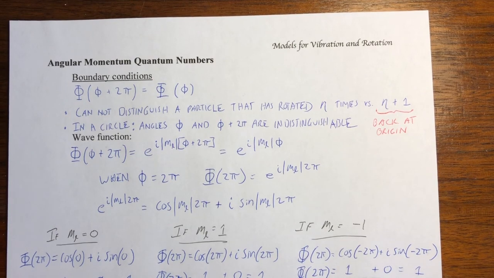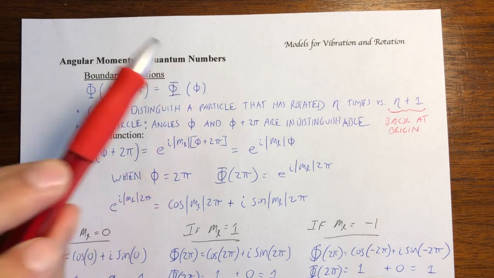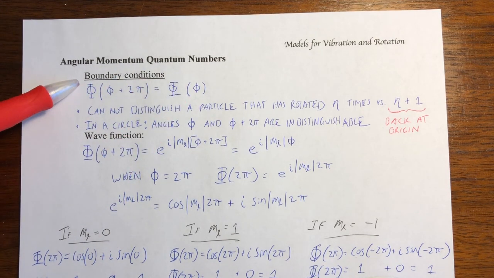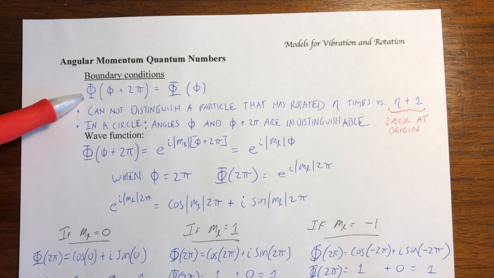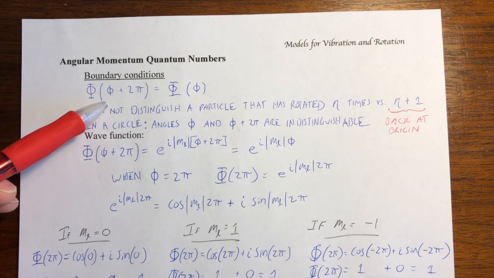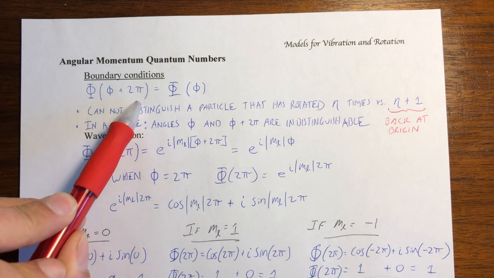Hello class, we're going to be discussing today angular momentum quantum numbers, and in order to do that we need to first talk about boundary conditions. So the wave function for the rigid rotor can exist anywhere between angle phi and angle phi plus 2 pi. Remember, we're dealing with a circle and 2 pi radians is equal to 360 degrees.